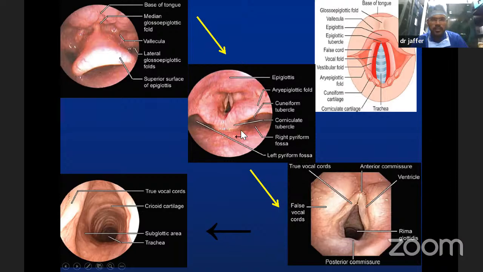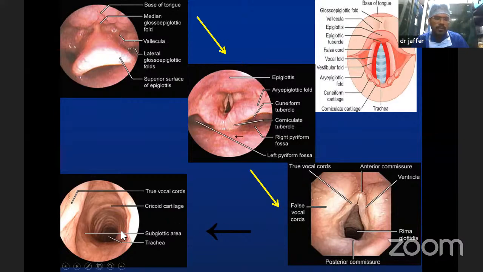As we proceed further, I hope my cursor is visible. So the next thing is the larynx. So here we got posteriorly aryepiglottic fold and anteriorly glossoepiglottic fold, and the pearly white structure that is called as the vocal cord, and the pink structure that is called as the false vocal cord. As we proceed further, we will enter into this vocal cord, and the space formed between this vocal cord is called as the rima glottidis.